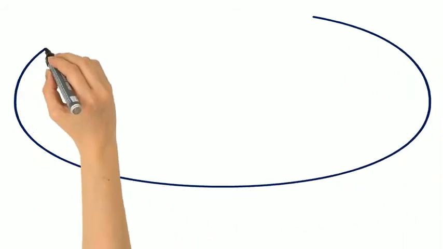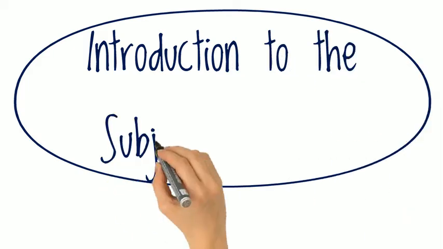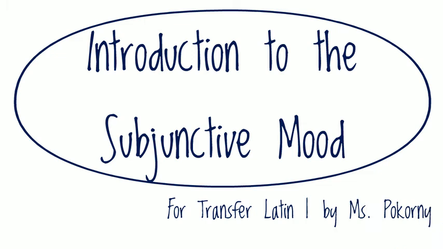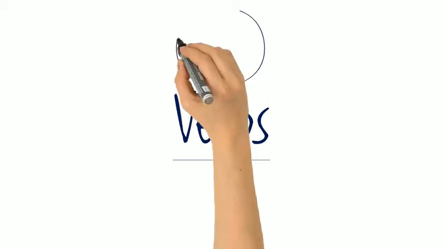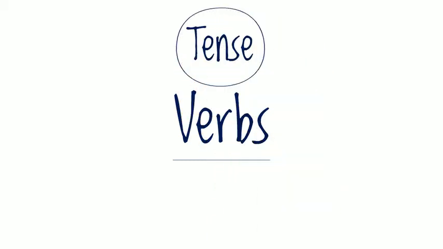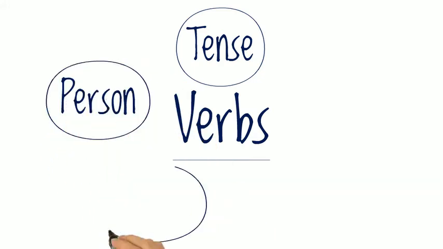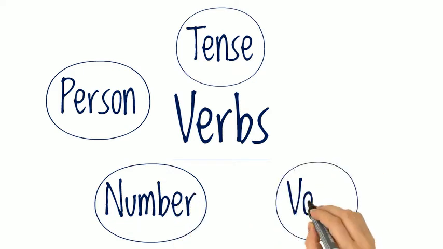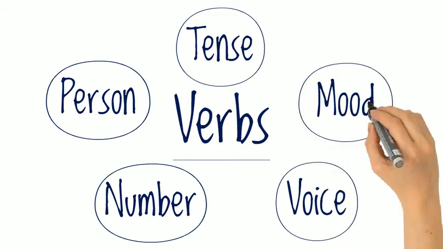This video will introduce the subjunctive mood and two subjunctive tenses, the imperfect and the pluperfect, for transfer Latin. We'll start by talking about verbs, and we already know some categories that verbs have. For instance, tense, when it happens, person, who does it, number, how many people are doing it, and voice, whether or not the subject is doing or receiving it, and finally mood, which we'll introduce in this video.